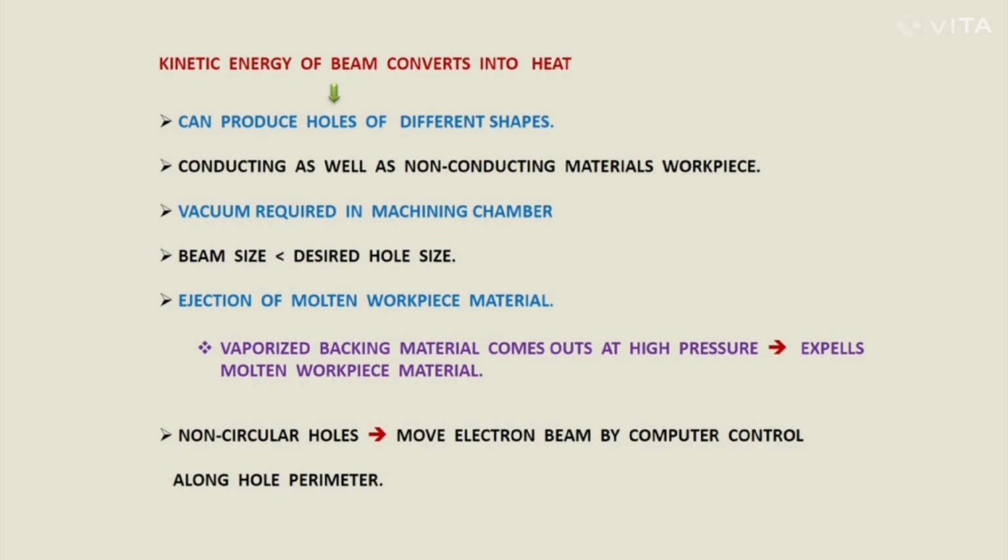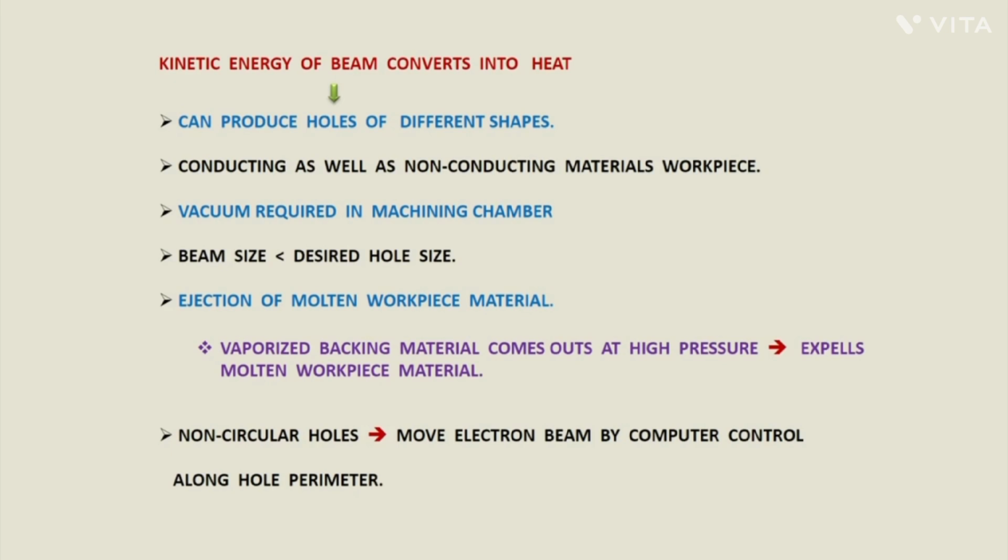The diameter of the beam should be less than the diameter of the hole to be produced. Regarding ejection of the molten or vaporized material from the workpiece surface, at the back side of the workpiece, backing material is used. After machining on the top surface of the workpiece, when the beam reaches the bottom side of the workpiece, it also vaporizes the backing material.